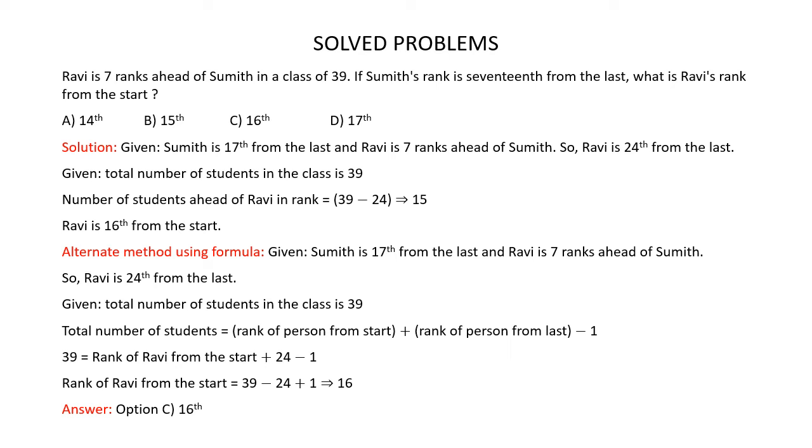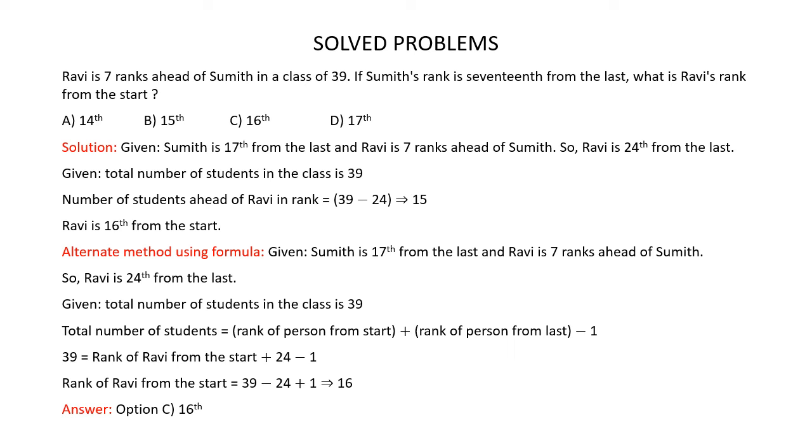You can solve this problem using the formula also. Now it's given that Sumit is 17th from the last and Ravi is 7 ranks ahead of Sumit. Now 17 plus 7 is 24. So Ravi is 24th from the last. Now it's given that the total number of students in the class is 39.